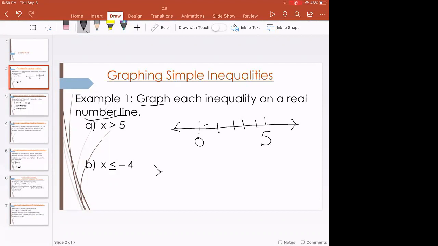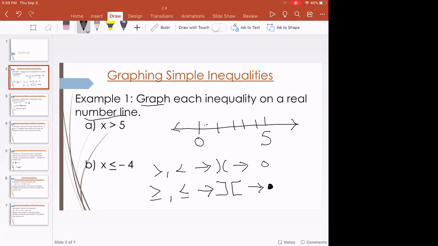If it's greater than or less than, you're going to use a parenthesis to point whichever way you're shading. If it's greater than or equal to or less than or equal to, you're going to use a bracket. The parentheses kind of mean the same thing as an open dot, and the brackets are a closed dot. If you remember that, that's how a lot of high schools teach it.